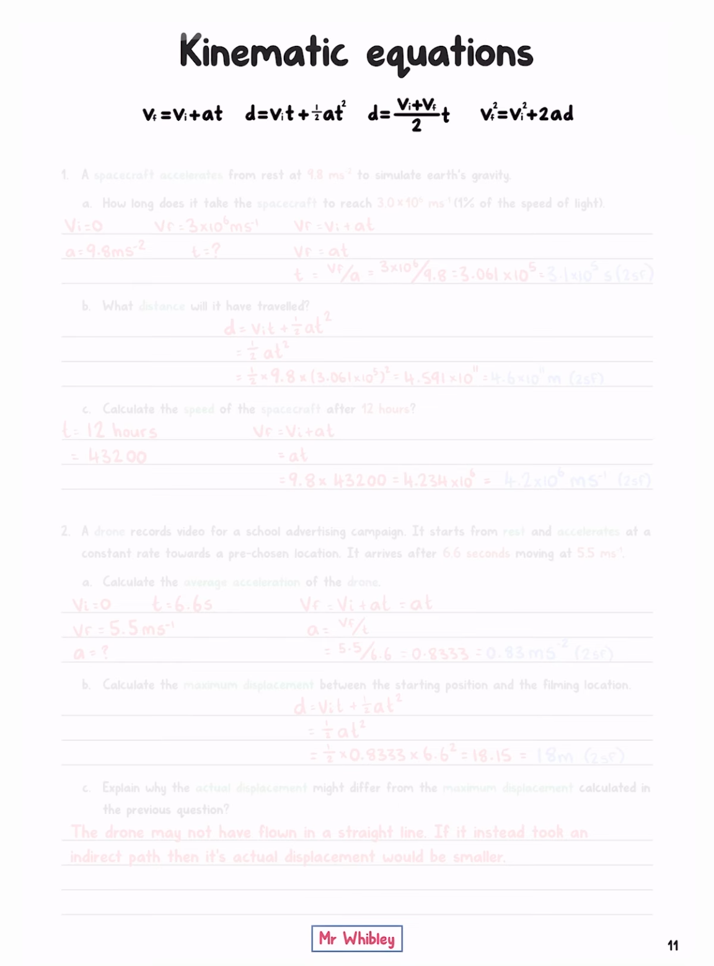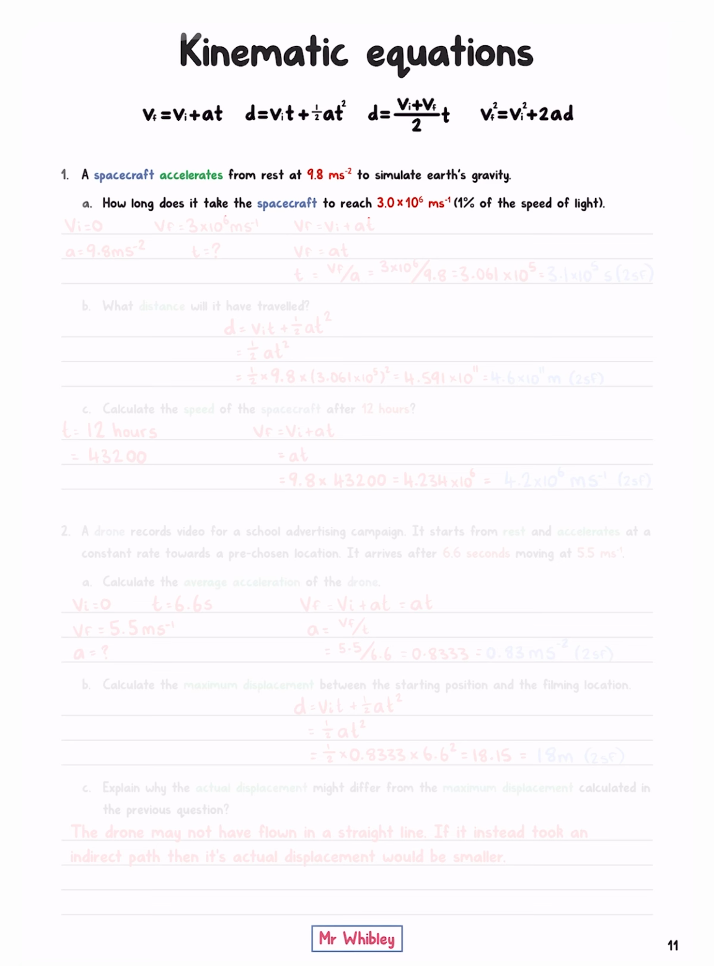Kinematic equations. Question 1. A spacecraft accelerates from rest at 9.8 meters per second squared to simulate Earth's gravity. How long does it take the spacecraft to reach 3.0 times 10 to the 6 meters per second, or in other words, 1% the speed of light?